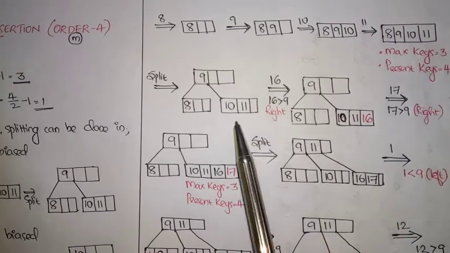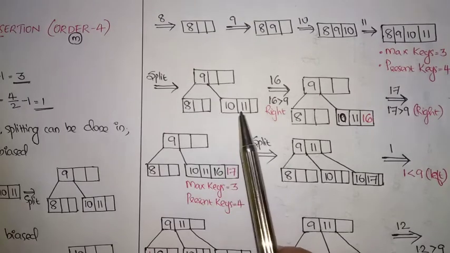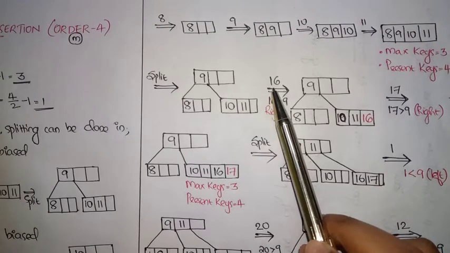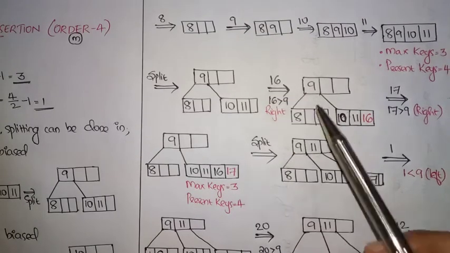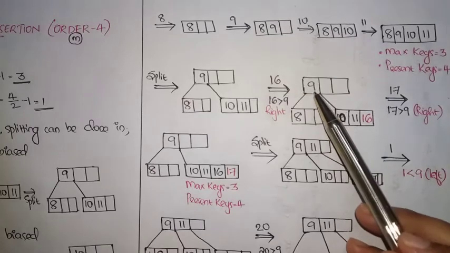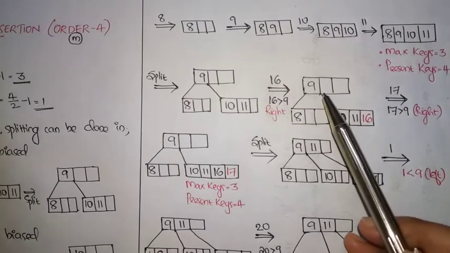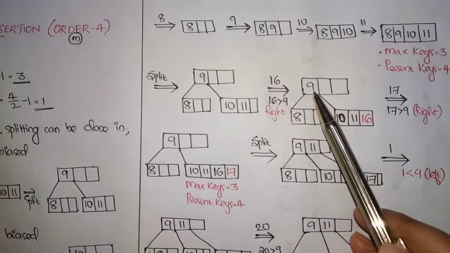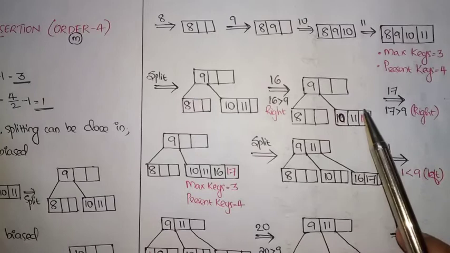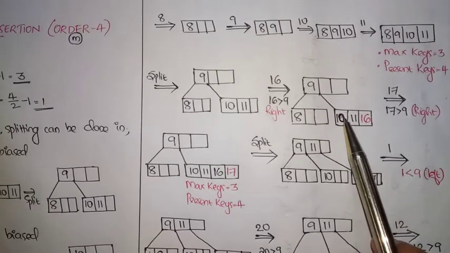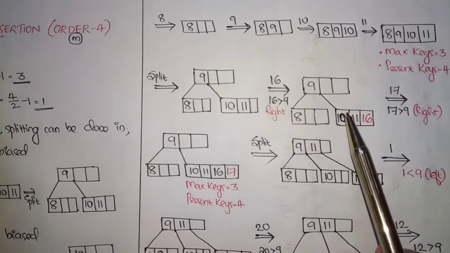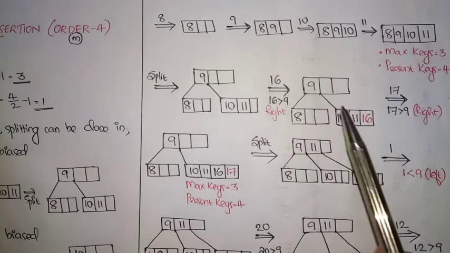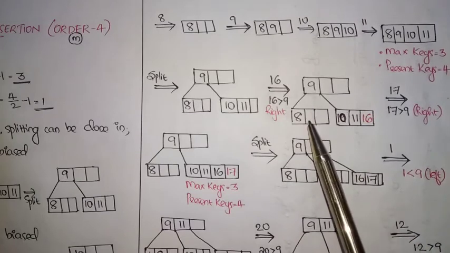Okay, so now none of my conditions are violated. I can proceed. So I choose the next key value to be inserted, that is 16. We know that our root node is this 9. Since the inserted element 16 is greater than 9, I am choosing this right child of 9. Why? B tree will always act as a binary search tree. Okay, so in a binary search tree, the right element will be greater than the root and the left element will be lesser than the root.